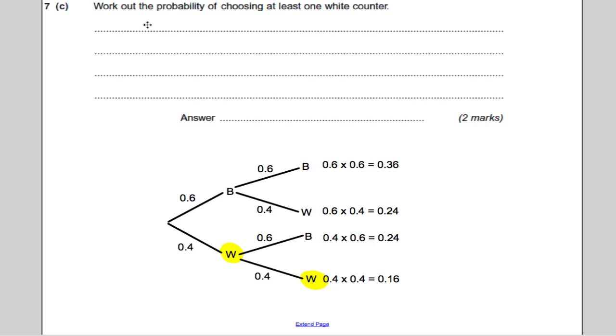Next question says work out the probability of choosing at least 1 white counter. This question can be a little bit deceptive. To choose at least one white counter, that means I either got a black and a white, which was this probability, or I got a white and a black, which is this probability, or I got 2 whites, which is this probability. So all I'm going to do is add up these 3 probabilities. So it's the probability of black and white, or white and black, or white and white. And I just add those probabilities together to get 0.64.